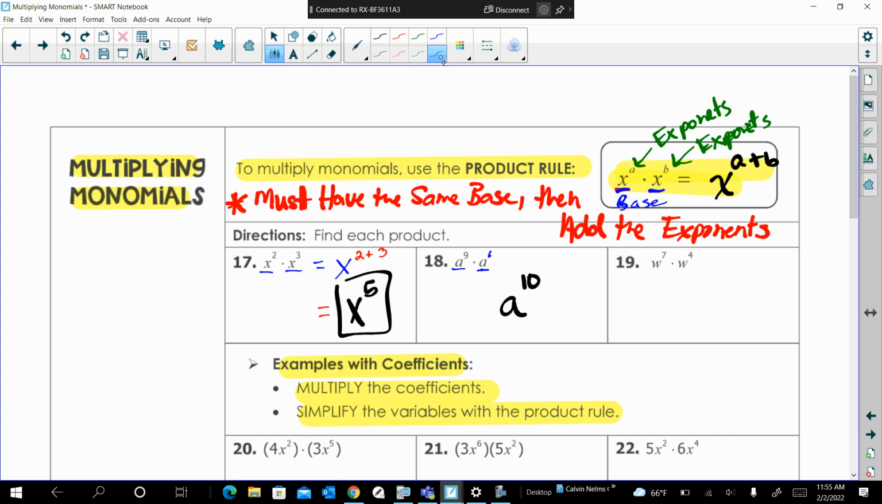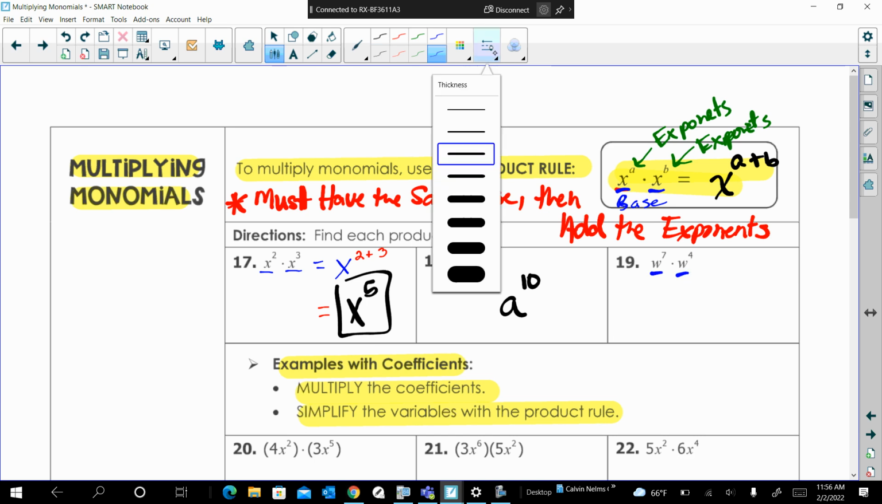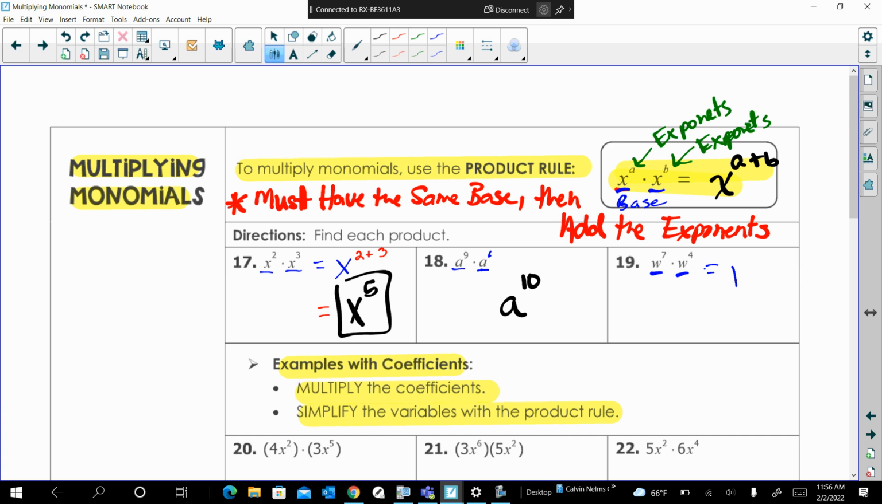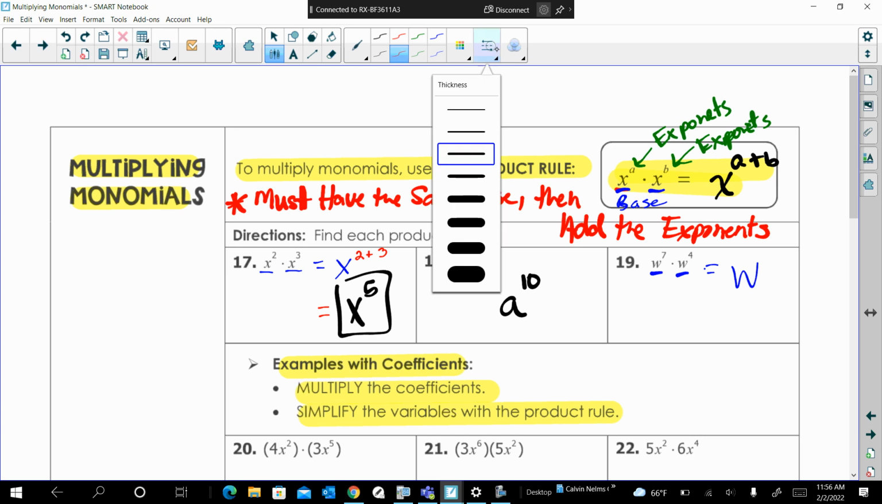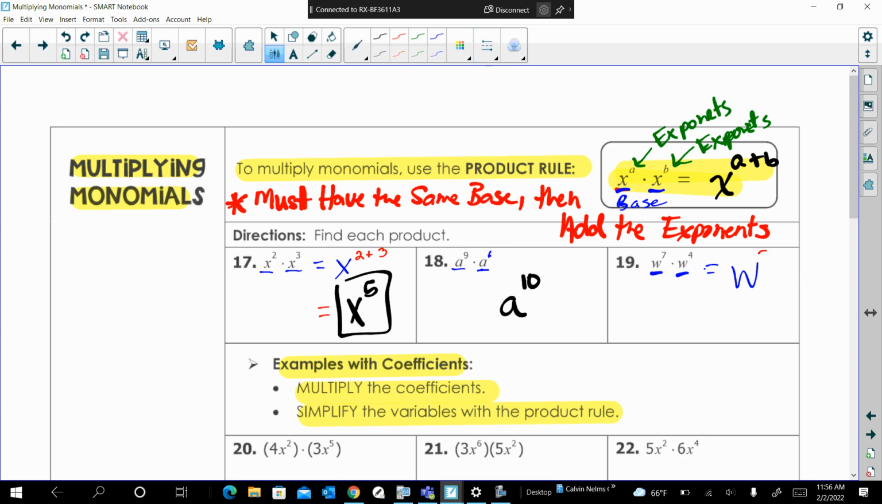Okay. If you need to see my work, I'll put it underneath. So the base, w and w, that is the same. So I keep the w. I add the exponents. I do 7 plus 4. So what is this final answer? w to the 11th power, yes. So just like with combining like terms, you have to check that they have the same letter.